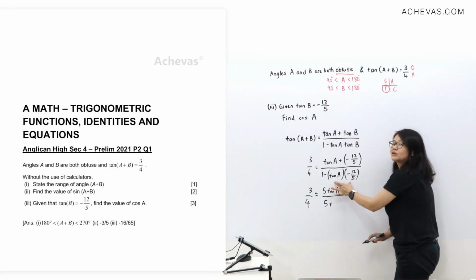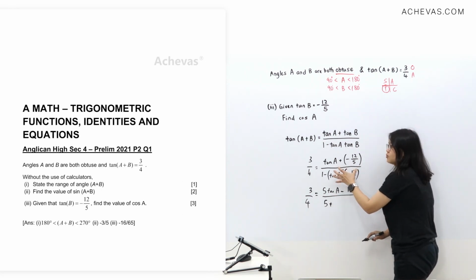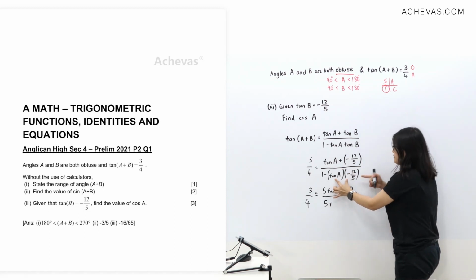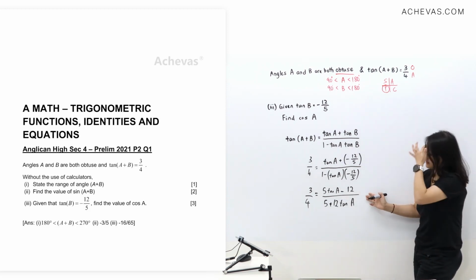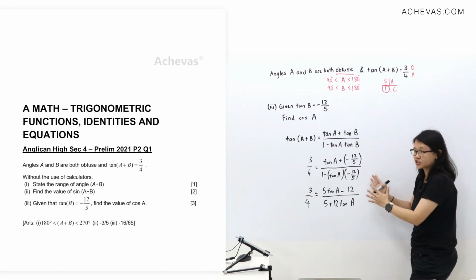So this whole term is together, they're multiplication, one whole term together. So I multiply 5. This 5 is gone. I have 12 here. I put 12 first, and then I'll put tangent A. So I'm getting rid of this fraction. But of course, if you want to do it in fractions, go ahead. But this is what I usually like to do.